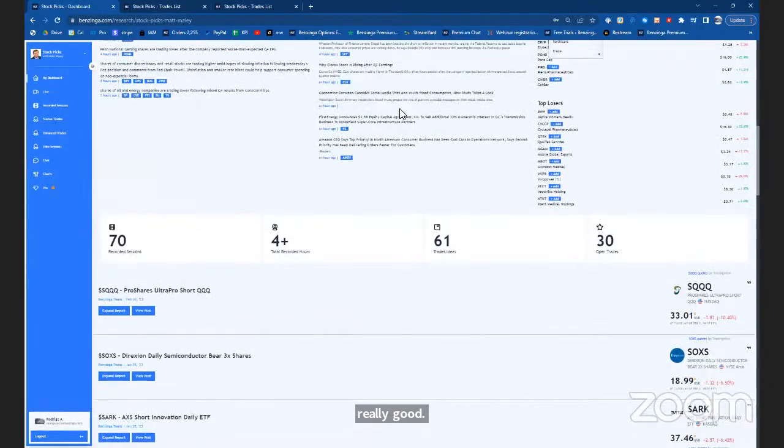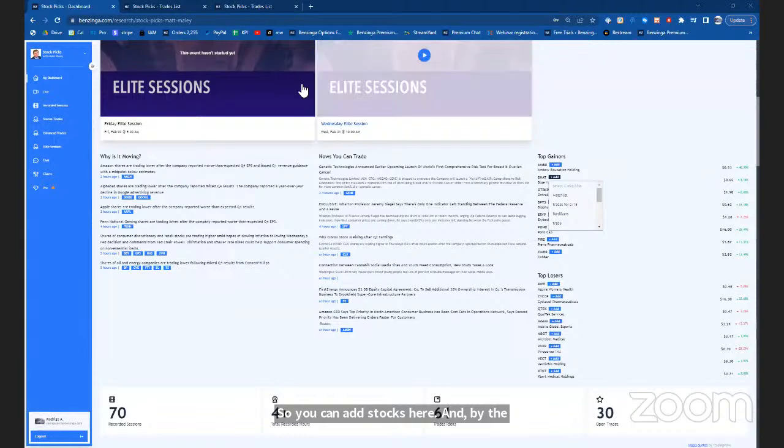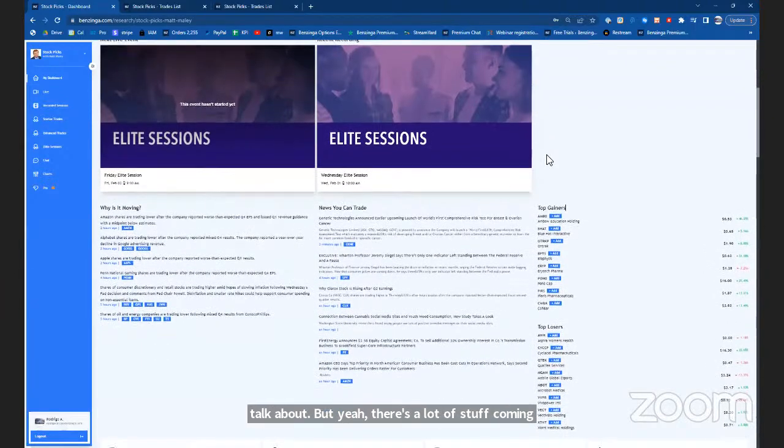By the way, there's a lot more that's coming into this. I was talking to Vin, and he's got some really interesting upgrades that he's going to be doing here, where you can basically do research on stocks inside the platform. There's stuff I can't even talk about, but there's a lot of stuff coming your way as far as improvements on this platform, on the plus side and things like that.